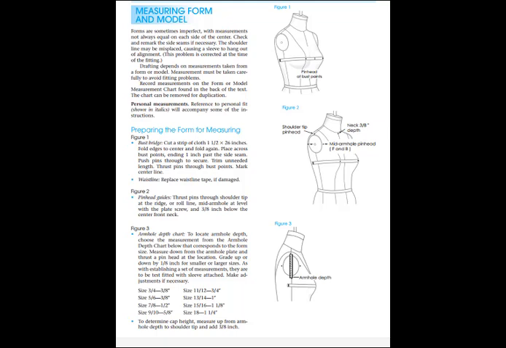Preparing the form for measuring. Figure 1. Bust bridge. Cut a strip of cloth 26 inches. Fold edges to center and fold again. Place across bust points ending 1 inch past the side seam. Push pins through to secure. Trim unneeded length. Thrust pins through bust points.